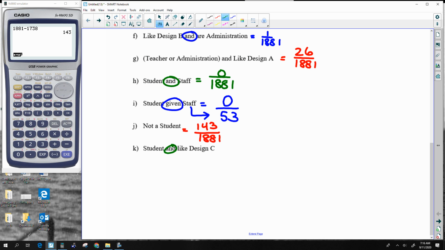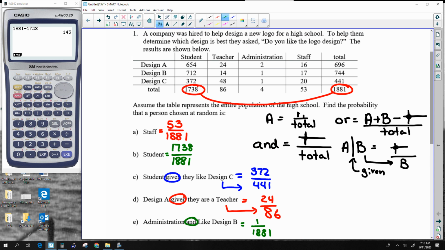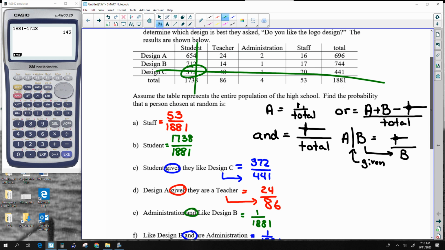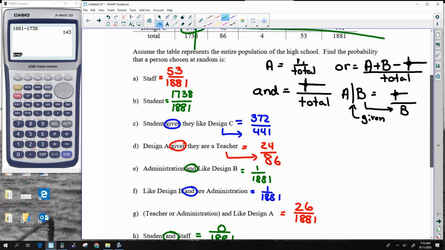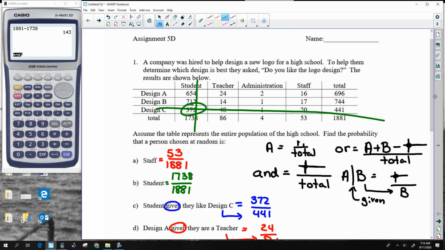Last but not least, we have this and. So where does student intersect with design C? Student with design C is at that 372. Again, this is an and, so it's still out of the grand total. All right, so those are your individual probabilities. Now let's just get the decimals of these.